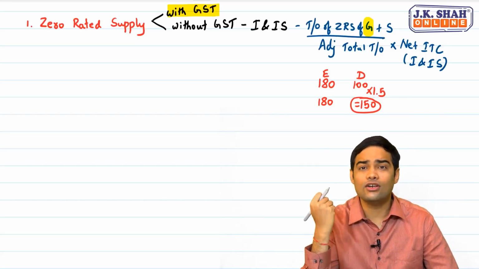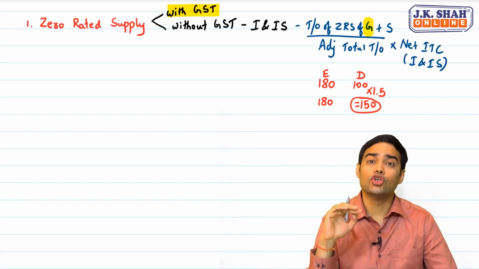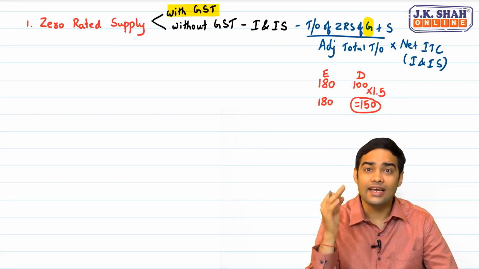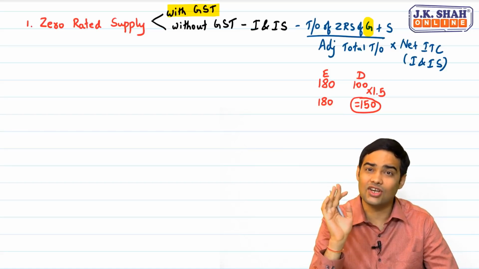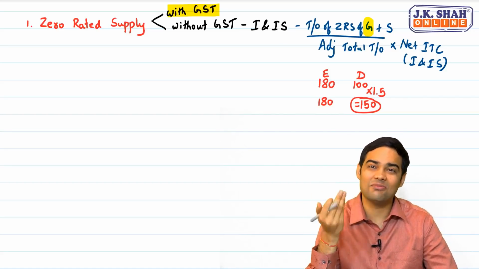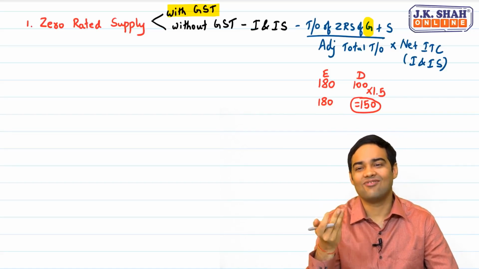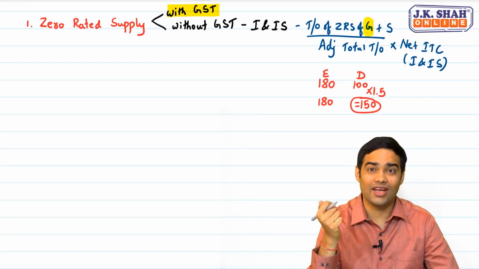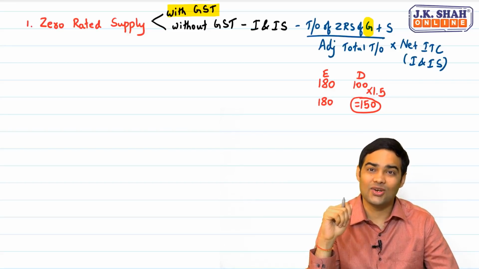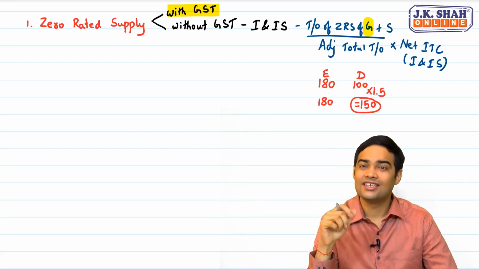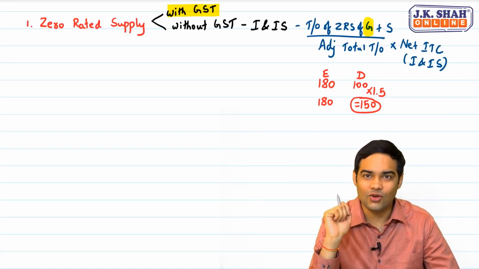Sir, suppose I don't supply domestically. If you don't supply domestically, in such cases, trouble does not end. You'll have to find a similar transaction and thereafter compare it with 1.5 times. That's the basic difficulty in this particular amendment. Yes, so that is about zero rated supply of goods.